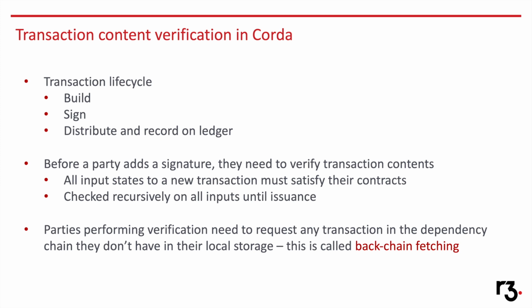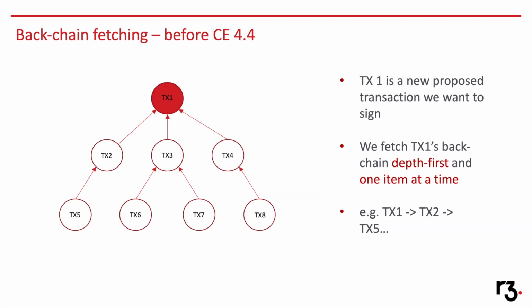So let's look at how this backchain fetching process happened in Corda, before Corda Enterprise 4.4 actually. So let's say we have been proposed a new transaction, transaction 1, we want to sign, and we want to go through the verification process of the content of the transaction. For doing that, we need to have access to all the dependencies of this transaction. And the way this was done before Corda Enterprise 4.4 is every item was fetched depth first and one item at a time. Is that more or less?